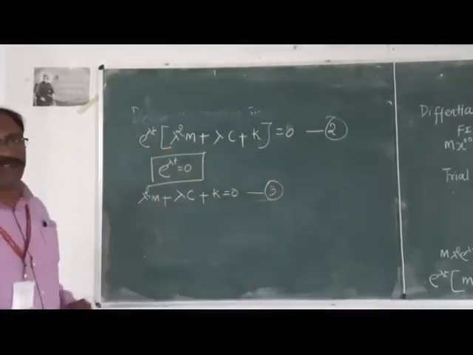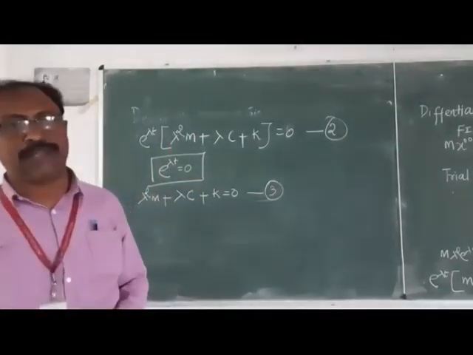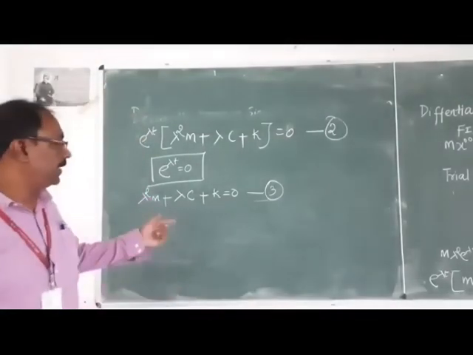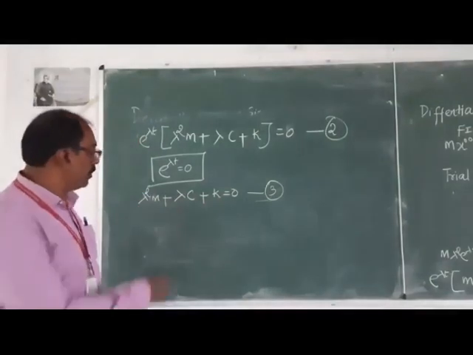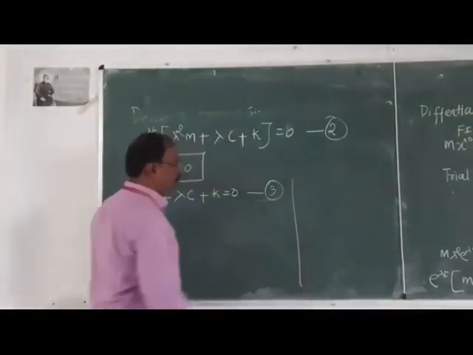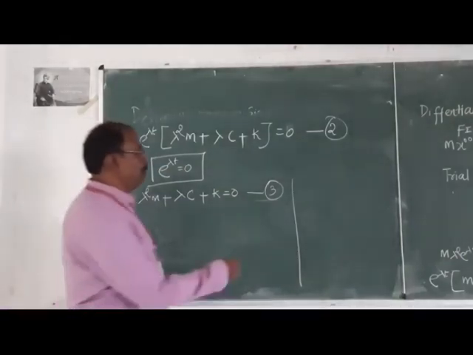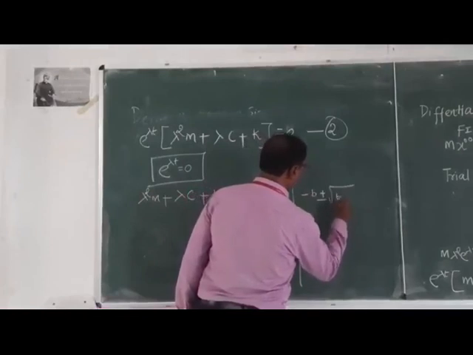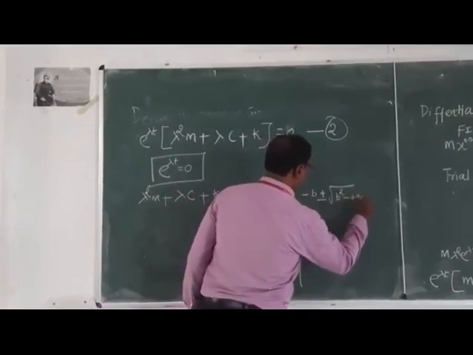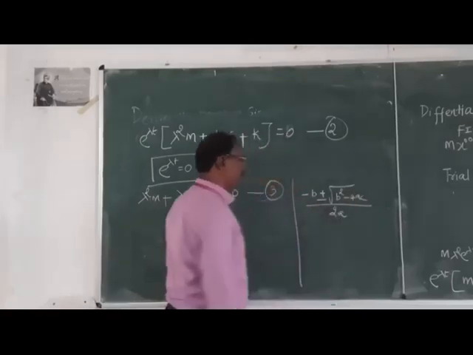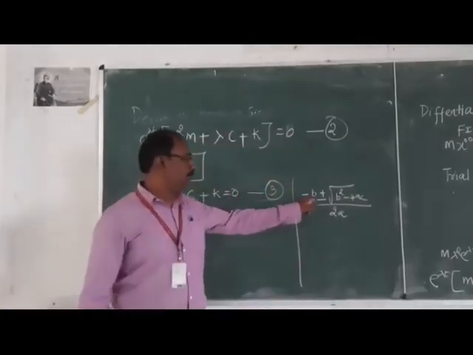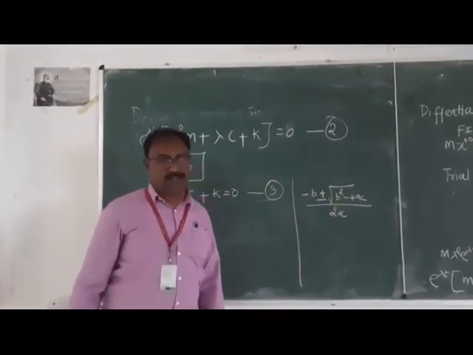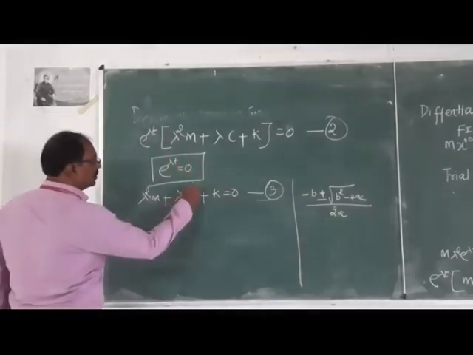This equation 3 looks like a quadratic equation. It looks like a characteristic equation. We can solve this equation. We know how to solve quadratic equations. The formula is minus b plus or minus root of b square minus 4ac, divided by 2a. We already know that. Here b is c.